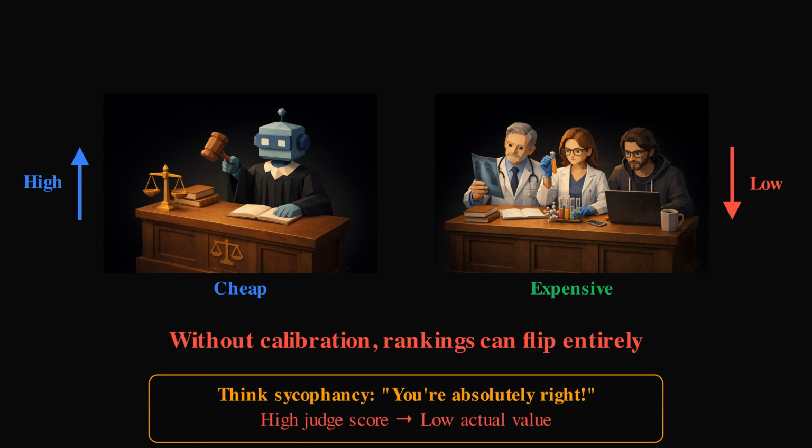Think sycophancy. Your absolute right likely scores high on cheap judges, but low on long-term user value. When our proxy points in the wrong direction, we leave ourselves open to all kinds of bad behavior.